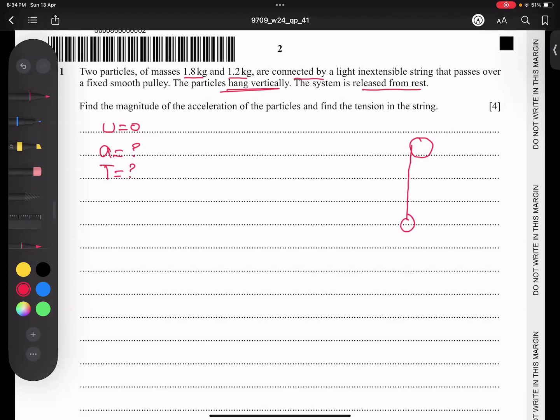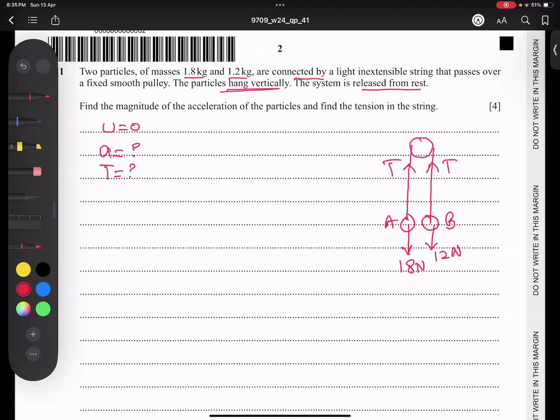The particles are not named in the question, so I can label them A and B. The particle of mass A is 1.8 into 10, which gives 18 newtons. And B is 1.2 into 10, which is 12 newtons. And tension acts towards the pulley for sure.